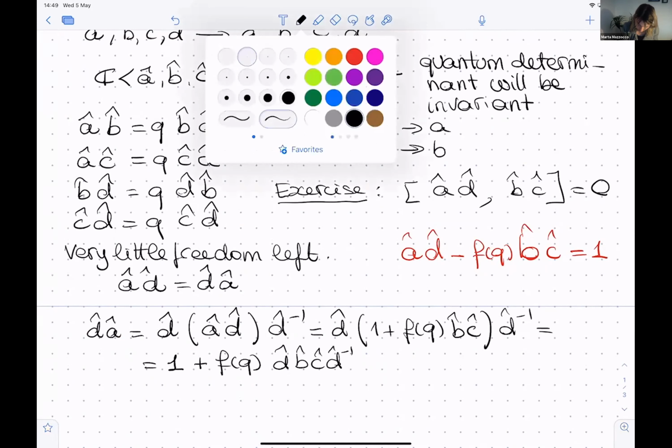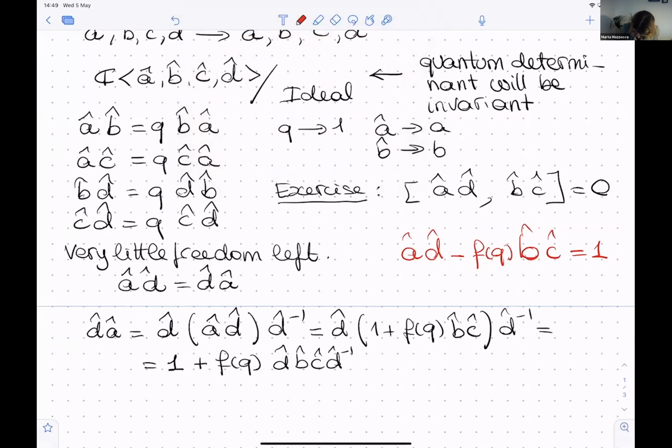And then I can use my commutation relations. For example, I can commute these two. And this is the relation here. Okay, so I know that dB is 1 over Q BD. Okay, so normally I get incredibly lost when I'm doing this sort of computation. So B, D, C, D minus 1.